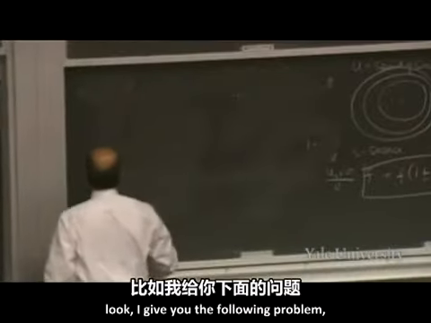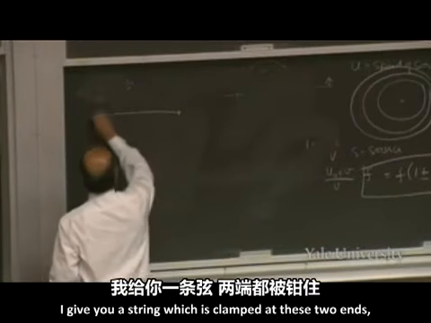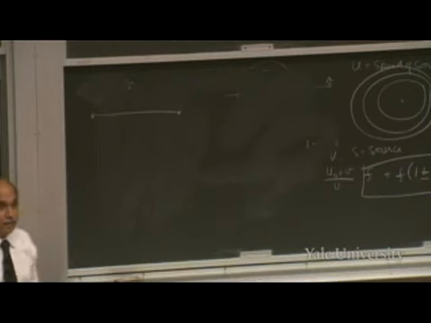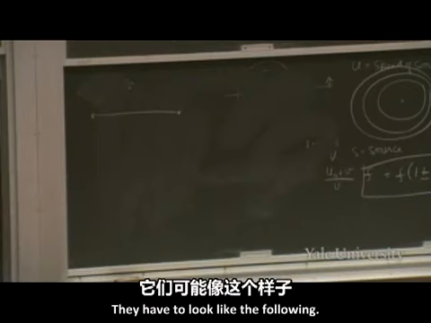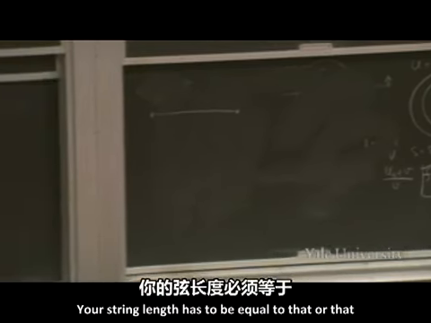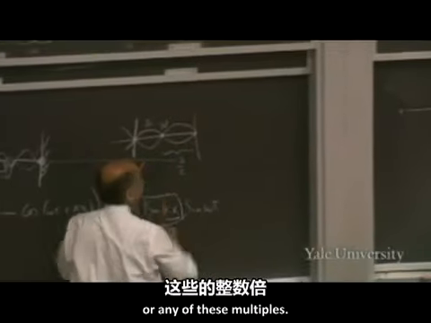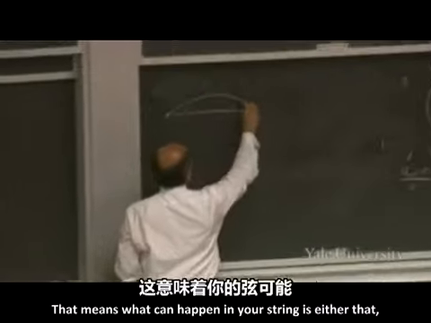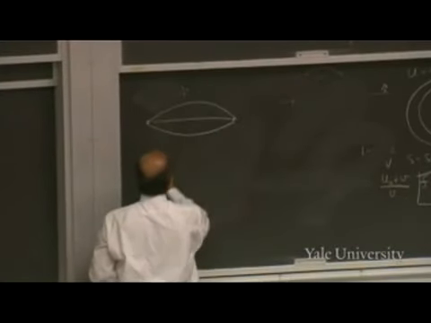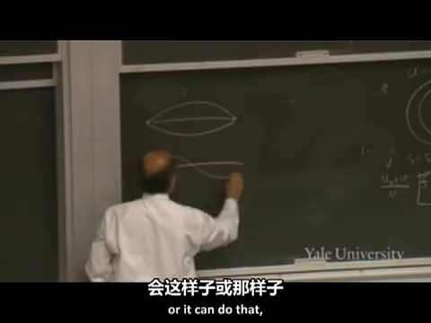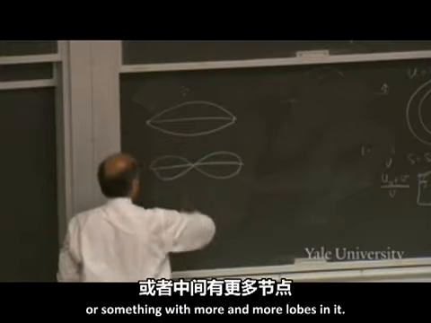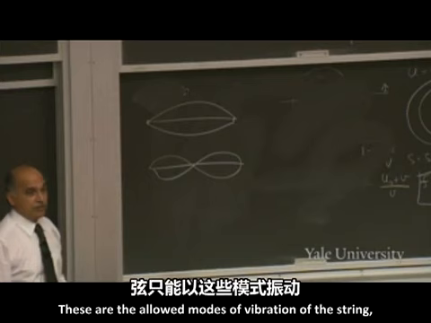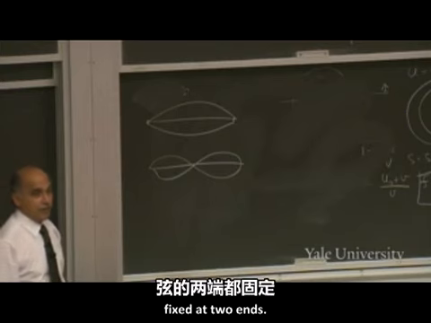So what that means is that if you turn the problem around and say, look, I give you the following problem. I give you a string which is clamped at these two ends. What are the possible vibrations of the string? They have to look like the following. Your string length has to be equal to that or any of these multiples. That means what can happen in your string is either that, or it can do that, or something with more and more lobes in it. These are the allowed modes of vibration of a string fixed at two ends.